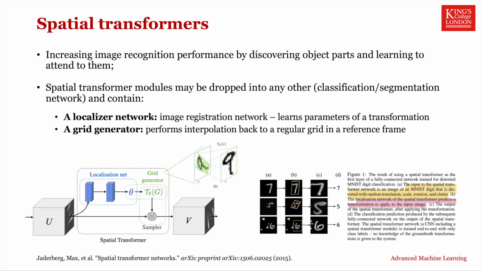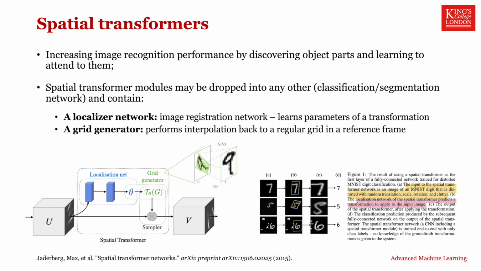Note, another strategy for focusing on important regions of images can be achieved using spatial transformers. These are network modules which learn suitable augmentations, for example, crops, translations, rotations, or scales, by learning the parameters of a transformation using a localization network, and then mapping the result back to a regular grid in a reference frame. So like attention, these modules can be dropped into any other type of network, including classification, object recognition, and in principle segmentation to improve performance of the task.